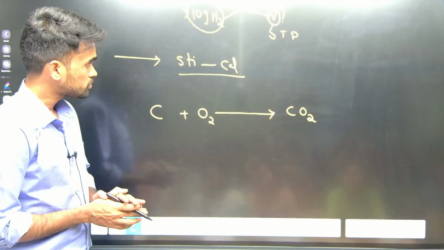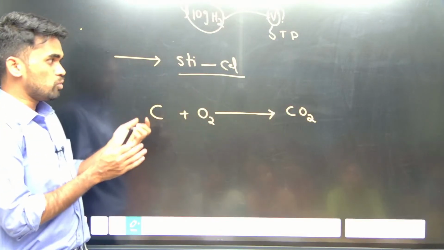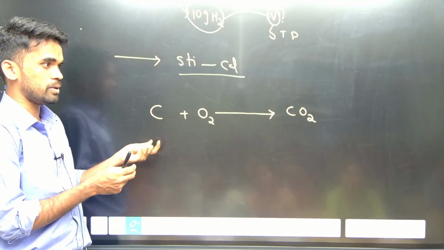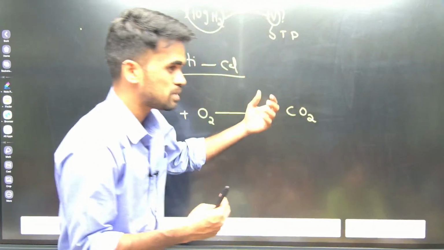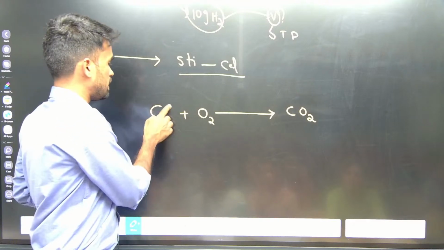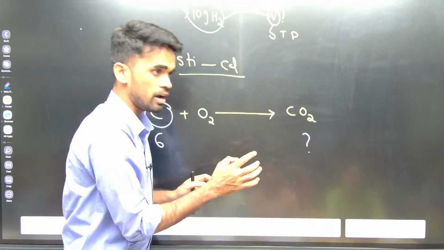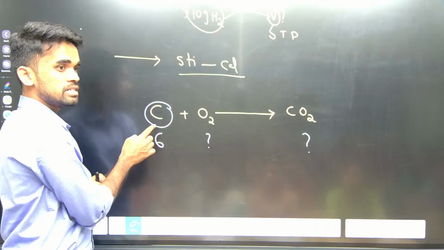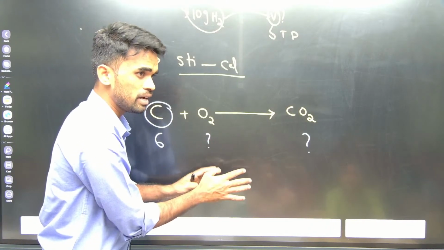So now what does this stoichiometry calculation do here? See, the amount of CO2 gas produced when I take 12 grams of carbon, or the amount of CO2 gas produced when I take 6 grams of carbon. It means if I take only 6 grams of carbon, how much CO2 gas is produced, or how much oxygen is required for combustion of 6 grams of carbon. So this kind of calculation can be done using this.